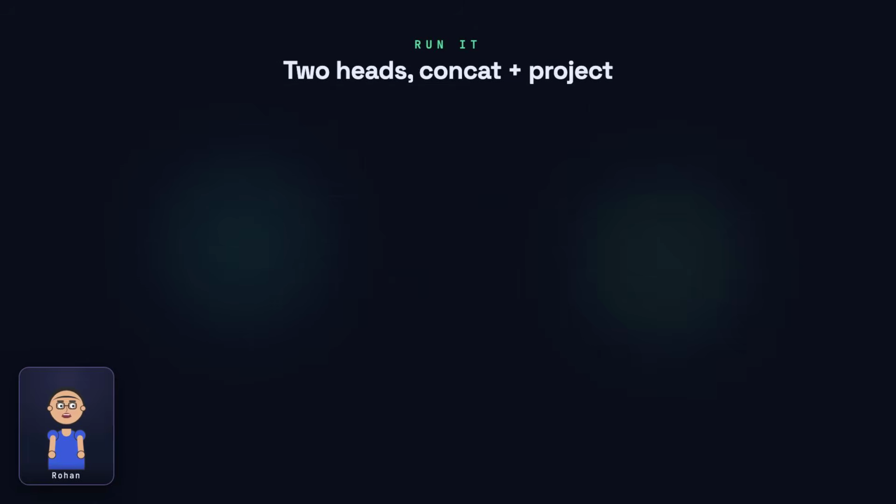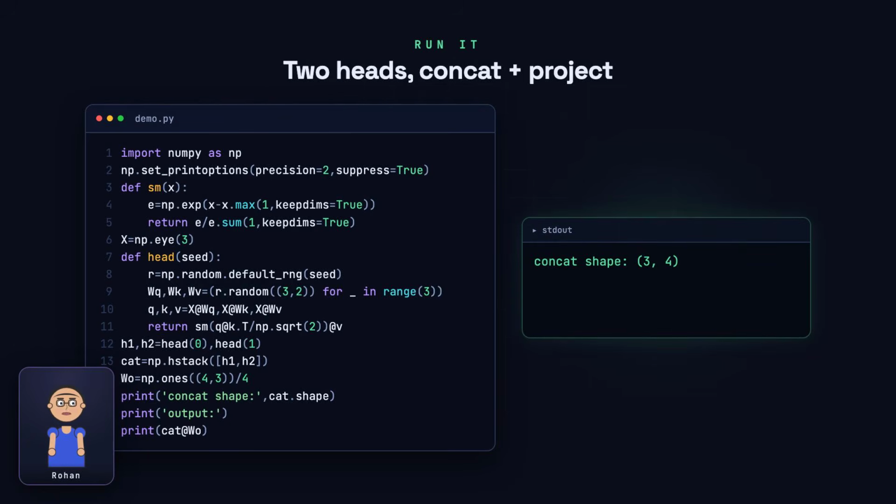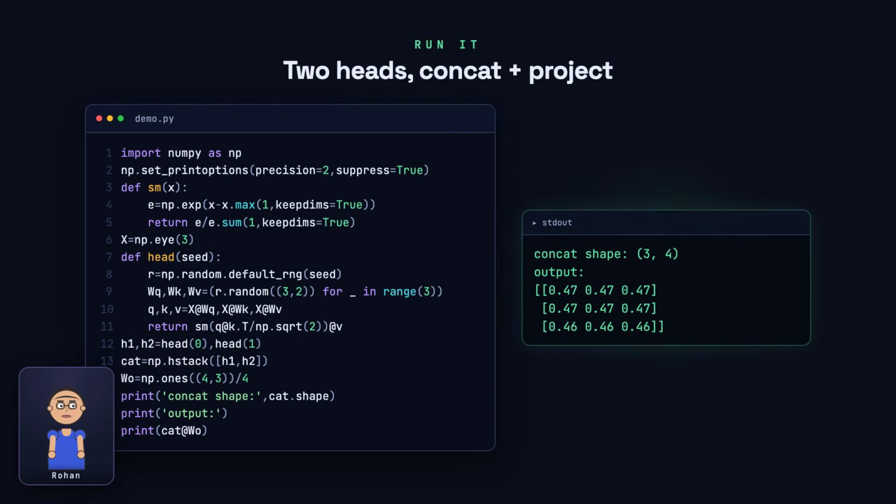Now two heads. Each gets its own random query, key and value matrices, seeded so it's deterministic, and produces its own output. We concatenate the two side by side, giving a wider vector per token, then multiply by an output matrix to project back to the original width. That's multi-head attention end-to-end. Parallel heads, concatenate, project.